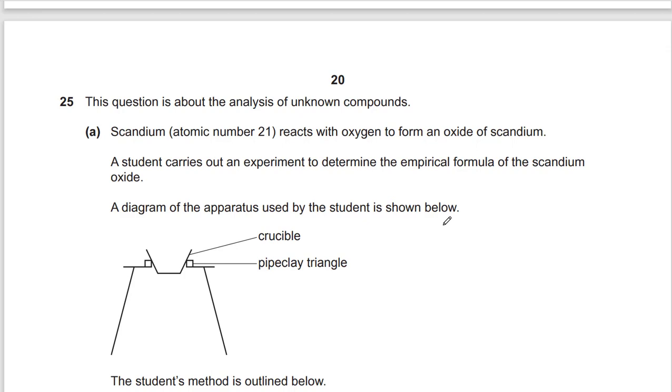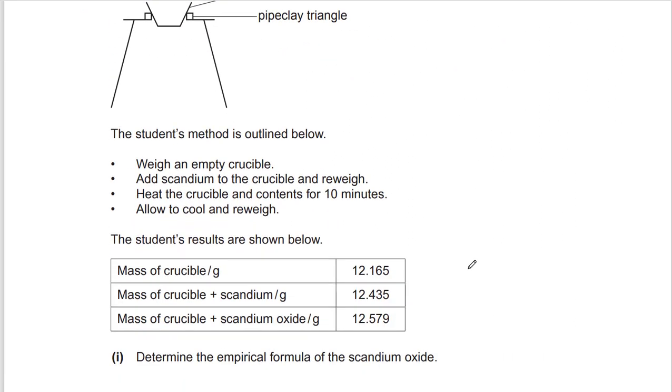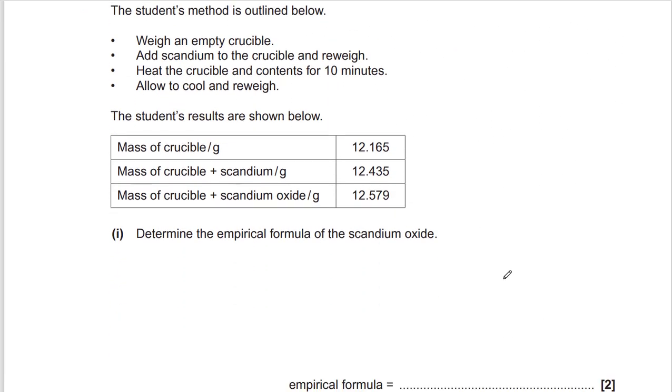Scandium then, reacting with oxygen to form an oxide of scandium. They've given a method, okay, so they're heating scandium, adding oxygen to it to work out the empirical formula. So, a couple of important things then to do here. Okay, you need to work out how much scandium you started with. So, that will be the mass of the crucible and the scandium minus the mass of the crucible. So 12.435 minus 12.165 equals 0.27, and that is the mass of scandium.